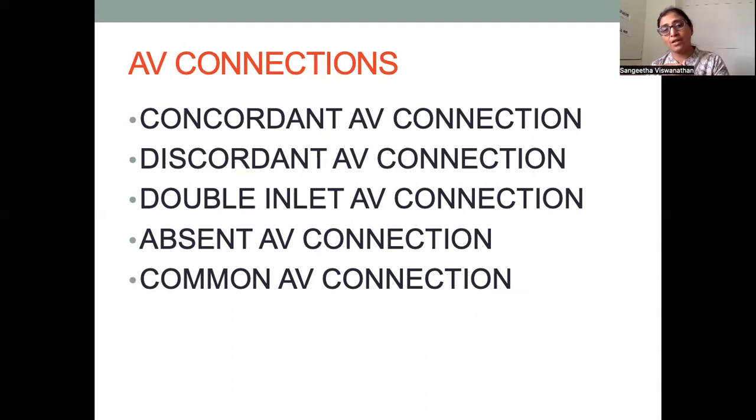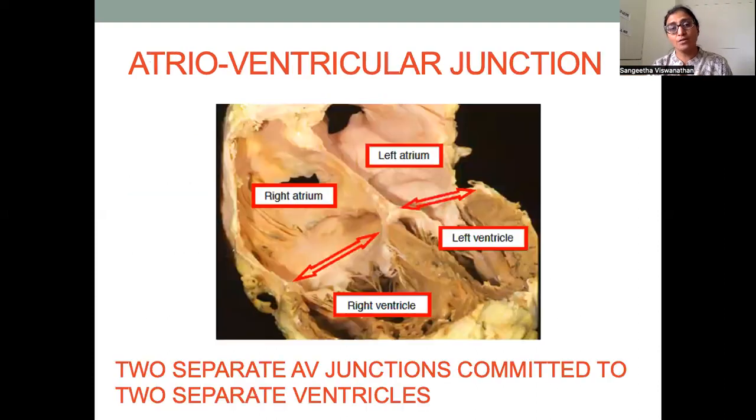Then you can have absent AV connections. Things like tricuspid atresia, no tricuspid valve, only mitral valve. Or mitral atresia, no mitral valve, only tricuspid. So that is the absent AV connection. We have common AV connection. You have the common AV valve, as you see in atrioventricular septal defect. So these are all the types of AV connections you can have.